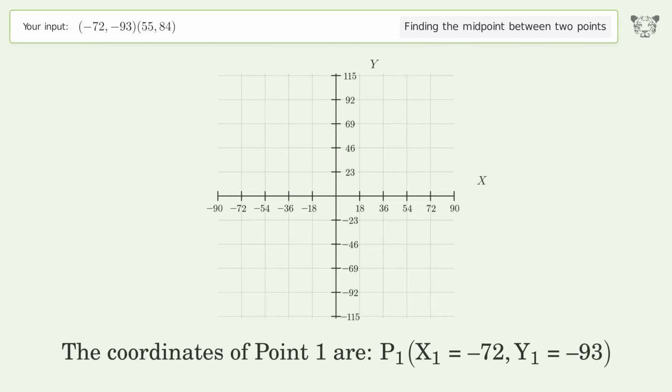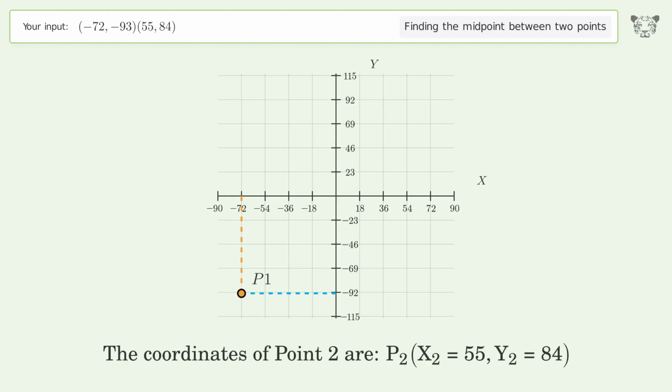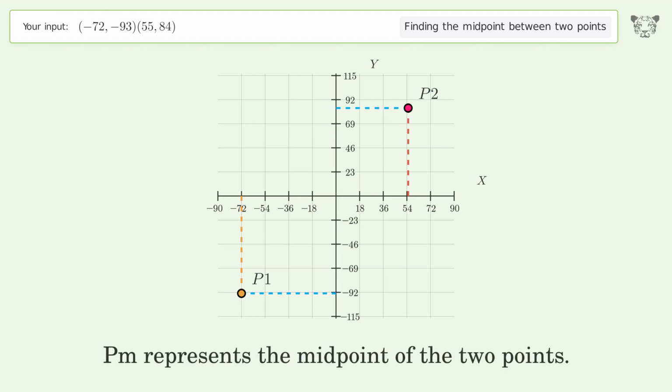The coordinates of point 1 are, x1 equals -72, y1 equals -93. The coordinates of point 2 are, x2 equals 55, y2 equals 84. PM represents the midpoint of the 2 points.